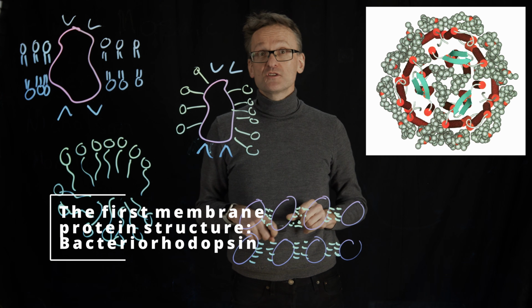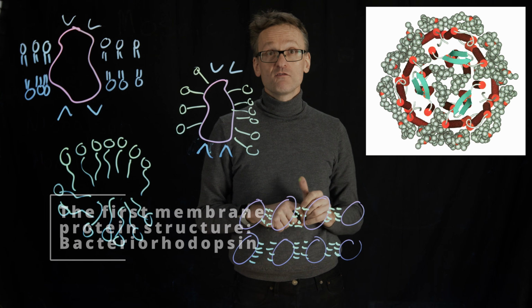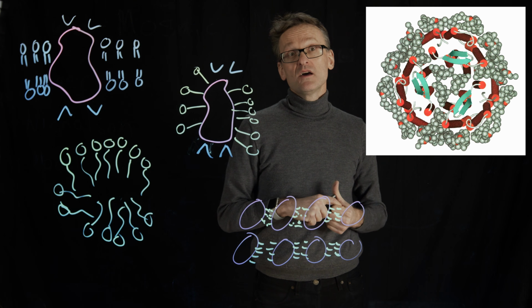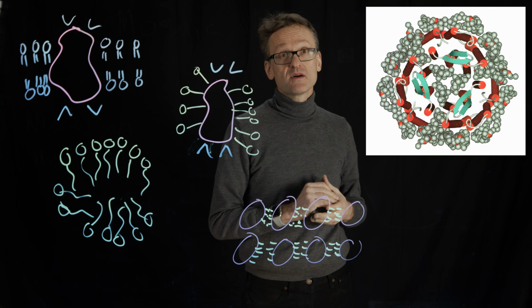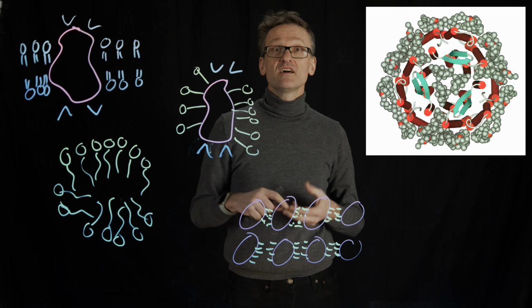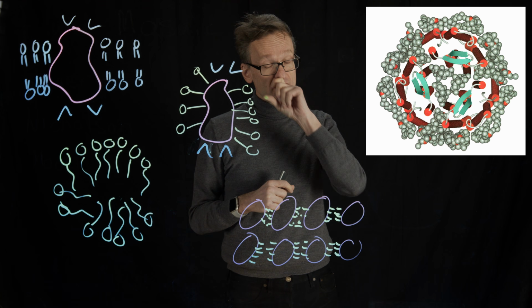Bacteriorhodopsin occurs in something called the purple membrane of bacteria. What makes it so special is that technically it's a membrane, but there is so much protein in this membrane that I think 60% or something of the membrane weight is actually protein. So you might not see it perfectly here.